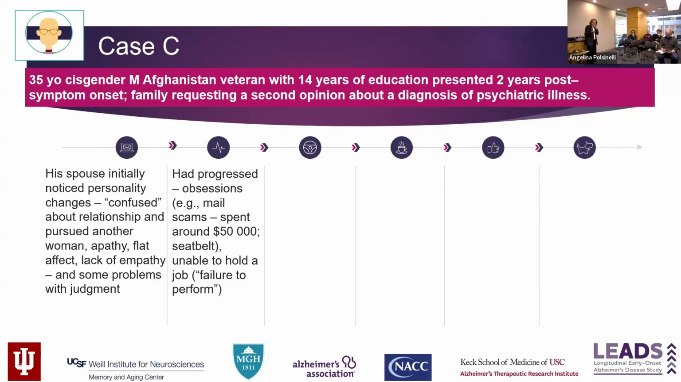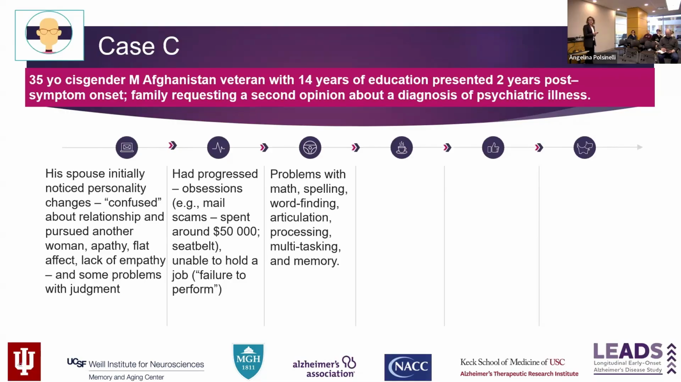About a year after symptom onset, he was unable to hold a job. He was an electrical apprentice, and he had failed multiple times at different jobs for various reasons. He was also experiencing problems with math, spelling, word finding, articulation, processing speed, multitasking, and memory. So this was not just personality changes at this 2-year point. He developed hoarding and didn't really know when to stop eating. If you put food in front of him, he would eat everything right there. So his wife had to limit his diet and monitor him.